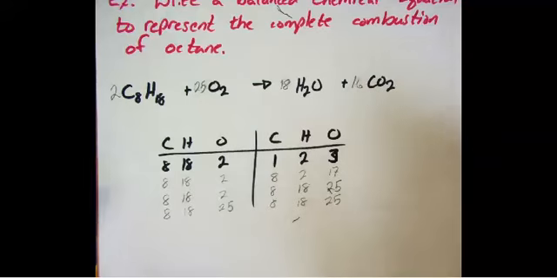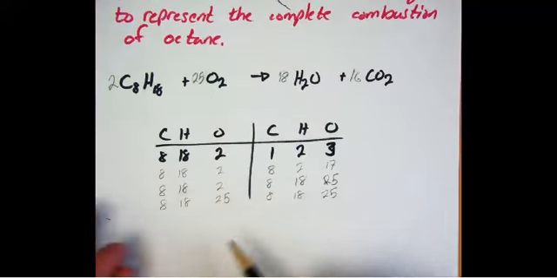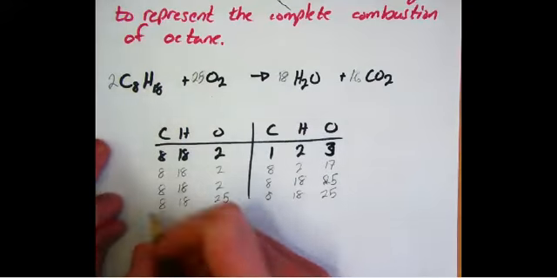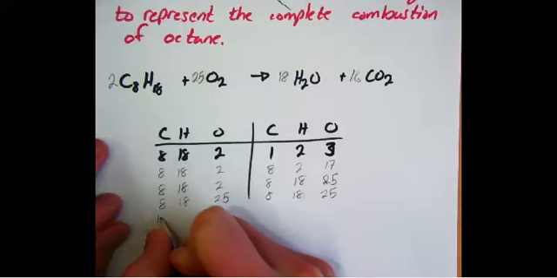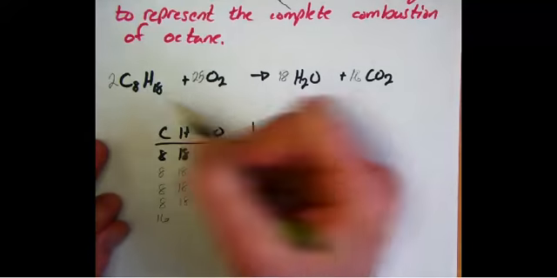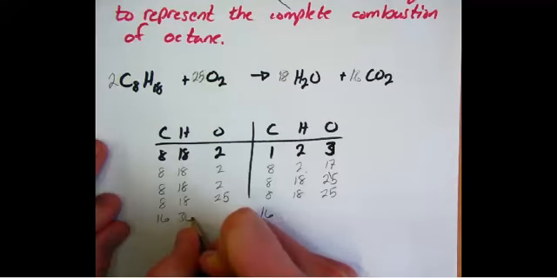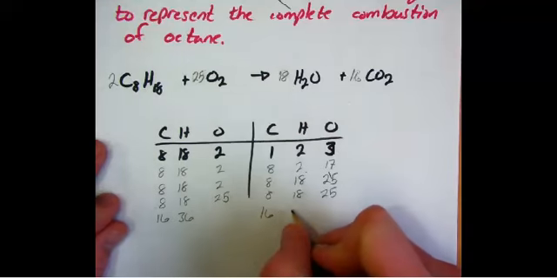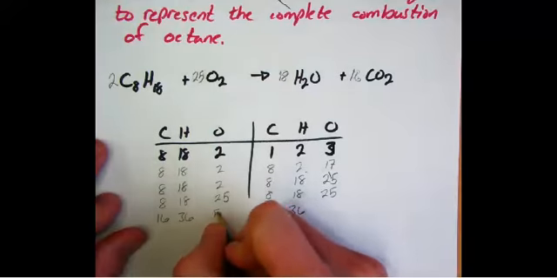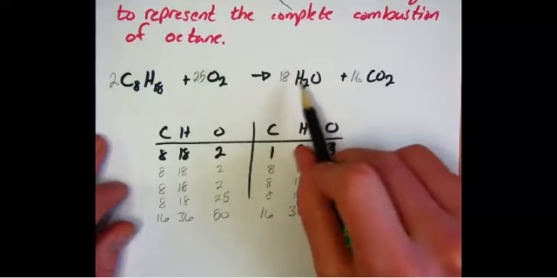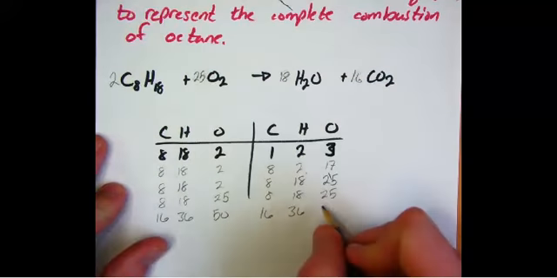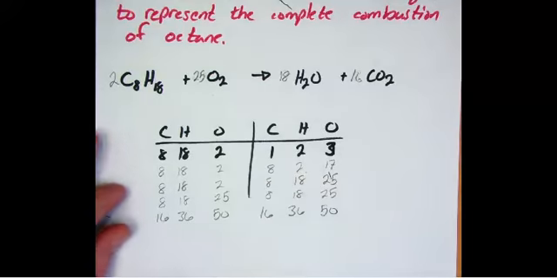Now let's check. Since we did multiply them all by the same number, they should balance out. However, we'll double check just to make sure. On the left, I have 16 carbons. On the right, I have 16 carbons. On the left, I have 18 times 2, which is 36 hydrogens. On the right, I have 18 times 2, which is 36 hydrogens. Now for our oxygens, we have 50 oxygens on the left. On the right, I have 18 plus 16 times 2, which is 32. So 18 plus 32 gives us our 50 oxygens on the right.